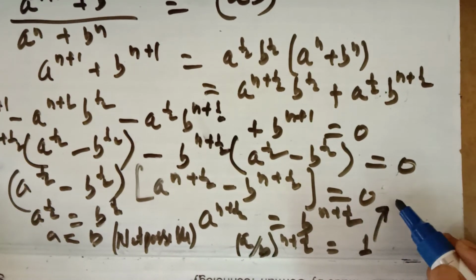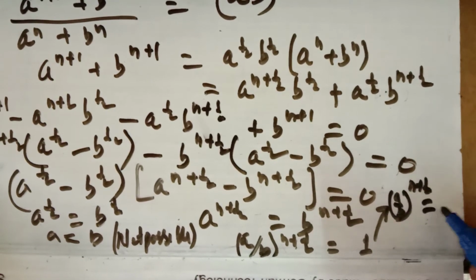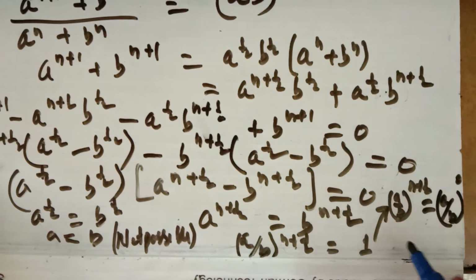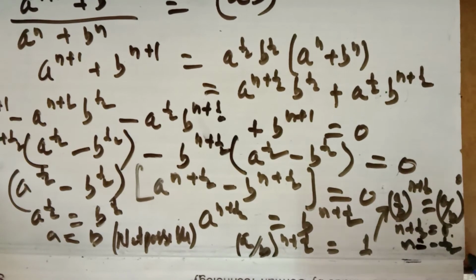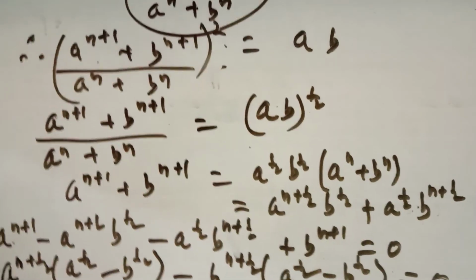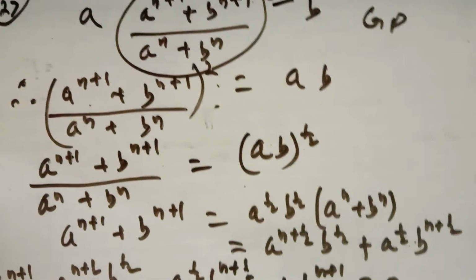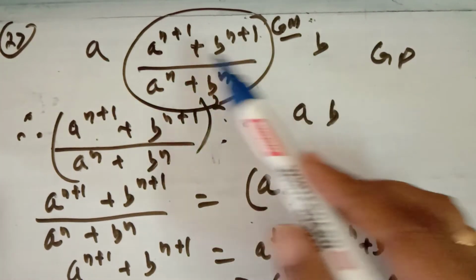So you can write (a/b)^(n+1/2), and here you can write (a/b)^0, because 1 is equal to (a/b)^0. So when the bases are same, the powers will be equal: n plus half equal to 0. So n is equal to minus half is the value of n. So this is the solution of this, to find the value of n, and it is given that this is the geometric mean between these two given numbers.